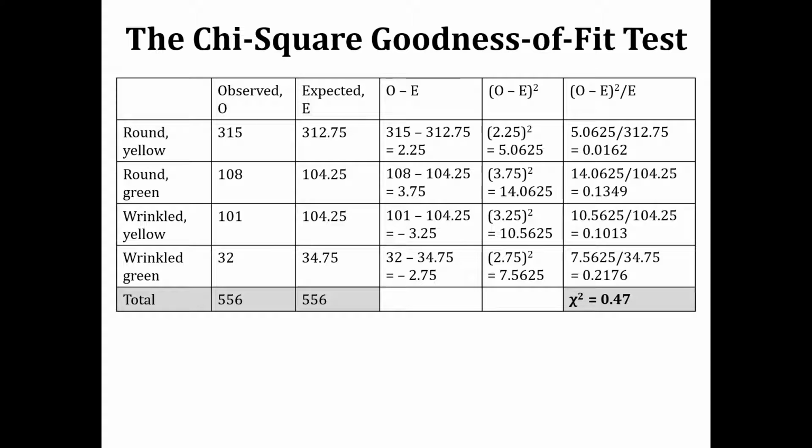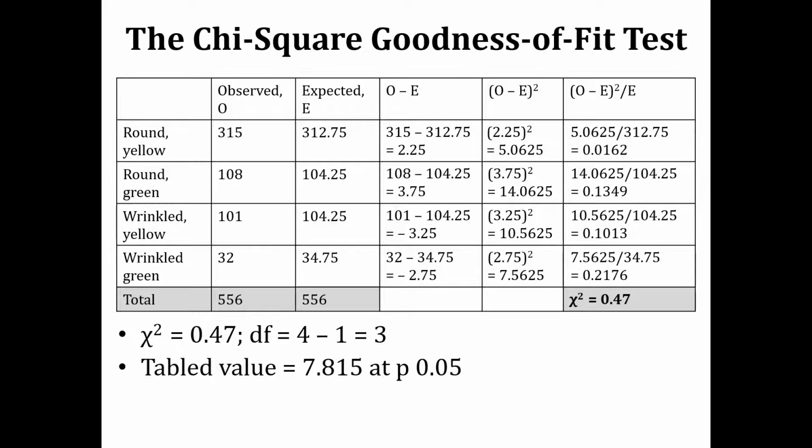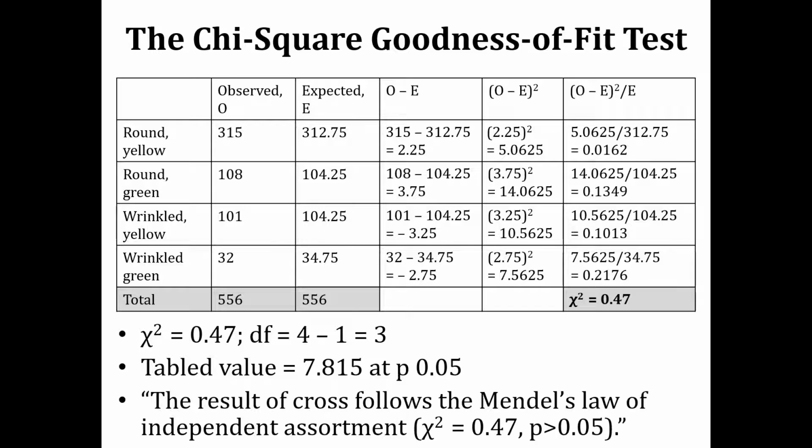The next step is to define the degree of freedom and to compare this calculated value with the table value of chi-square. Because there are 4 classes, the degree of freedom is 3. The table value that we took from the table of chi-square distribution is 7.815 at probability of 0.05. As we can see, our calculated value is less than the table value at probability 0.05, so we are going to accept the null hypothesis.